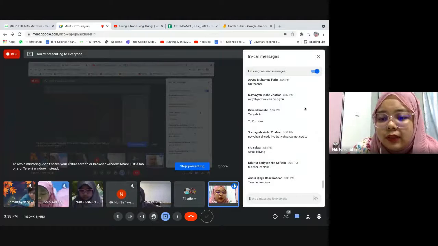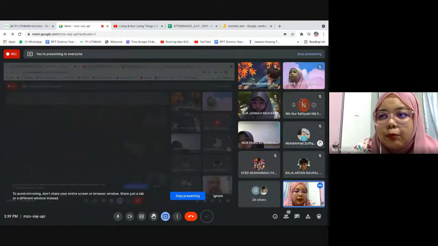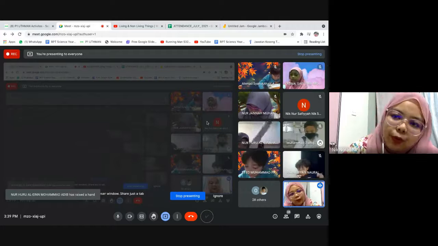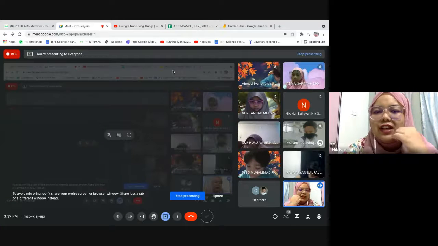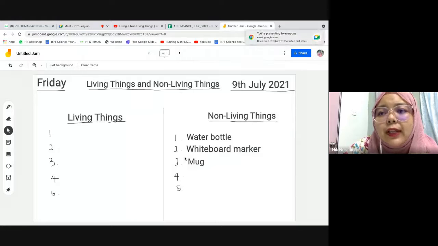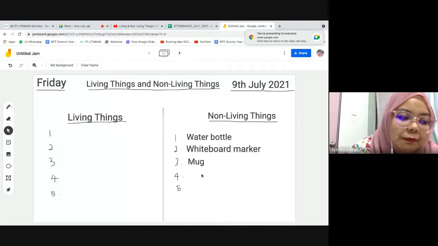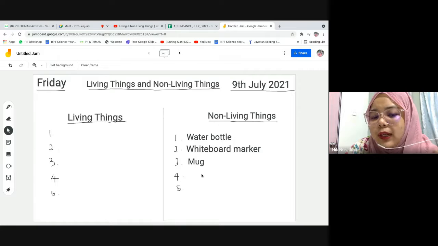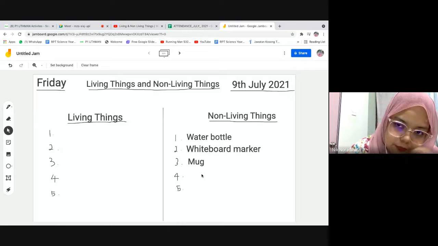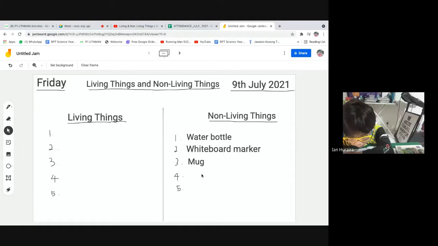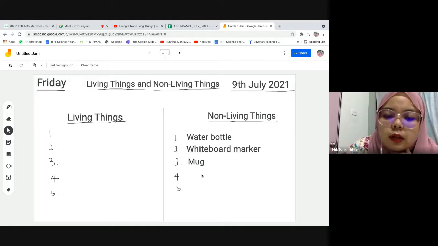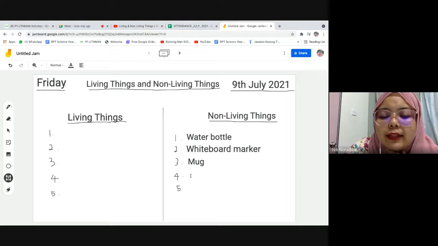Okay, so living things have characteristics. They can move, they can breathe, they need food, they need water, they can reproduce. What is reproduce? Your friend already shared just now. Reproduce, for example, can give birth, can lay eggs. We humans can give birth. Human give birth. That's why we are living things.